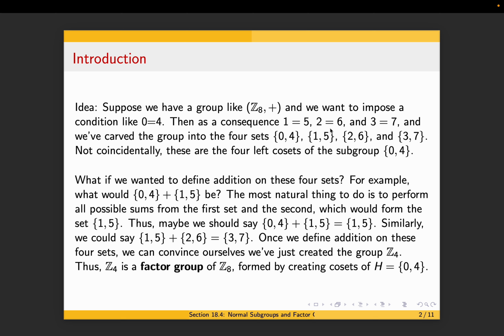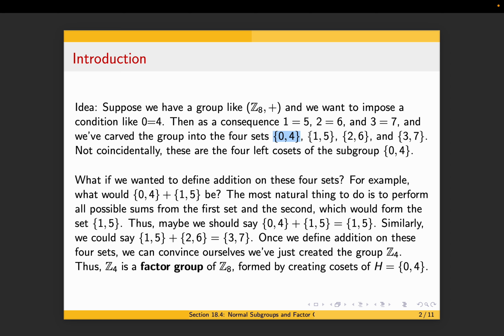And as a result, you've now taken your original group and carved it up like this. You've now said like 0 and 4 are the same, 1 and 5 are the same, and so on. And then uncoincidentally, these are the 4 cosets of the subgroup consisting of 0 and 4. Okay, so once you've carved your group into these cosets, 0, 4, 1, 5, and so on, if you want to get a group structure out of that, if you want to say like, oh, I got 4 things right here now. 4 things because like 0 and 4 used to be different, but now they're the same.